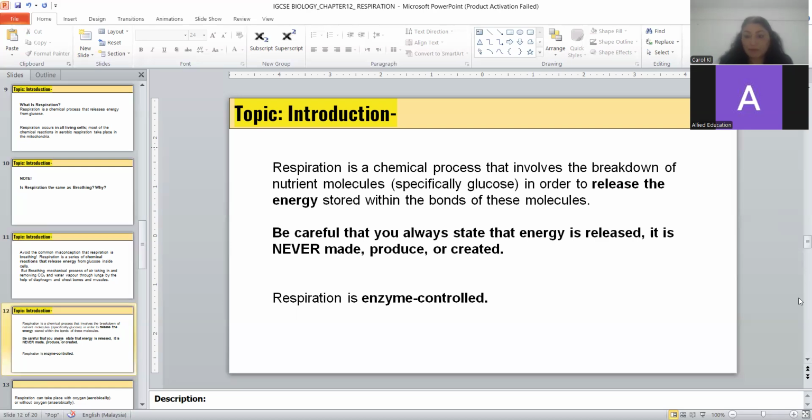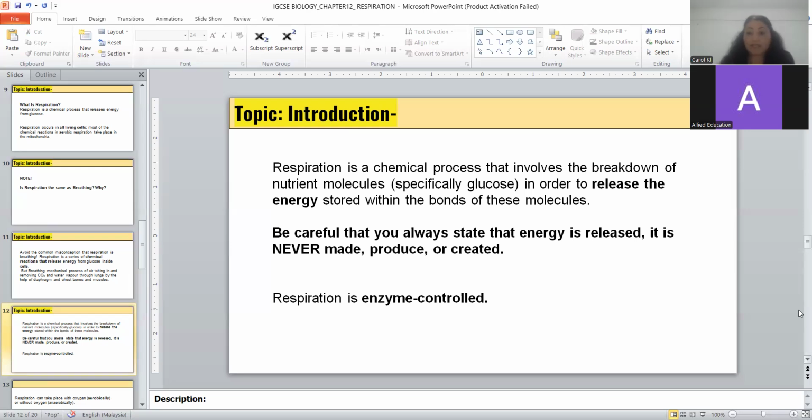Another thing which is very important, you should remember, as I said, never use the term that energy is being produced or made or created. Be very careful if you're writing your answers in your exam. Do not use these words, this vocabulary. This energy is not being made, not produced, and not created. This is being released from the glucose molecule by breaking up that molecule's bonds.